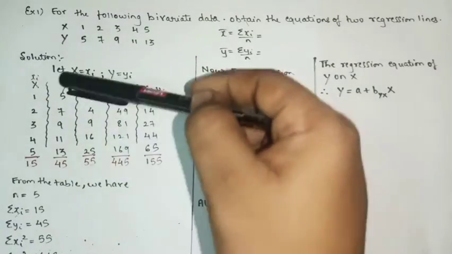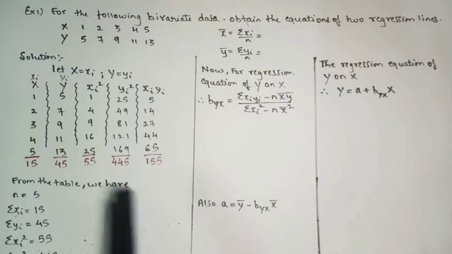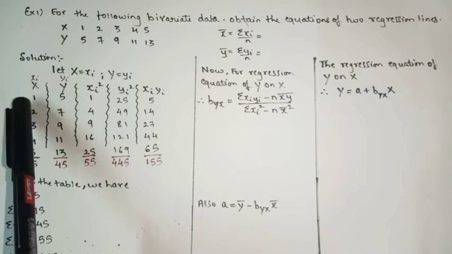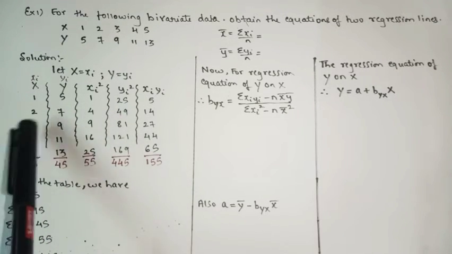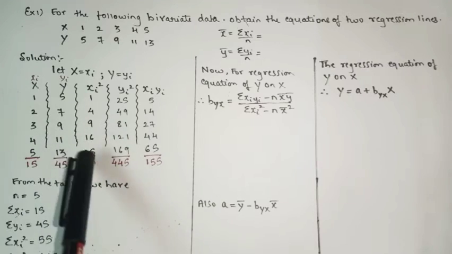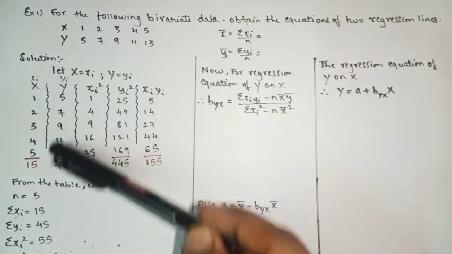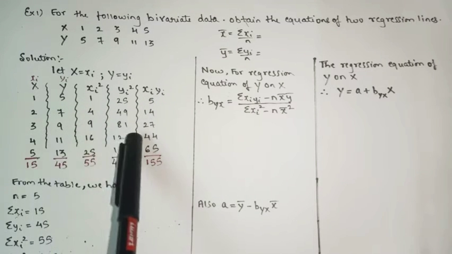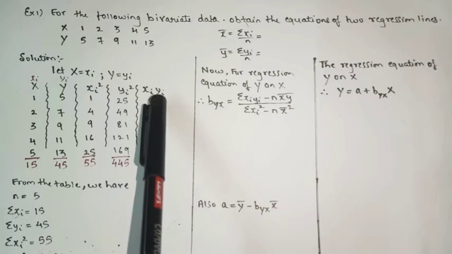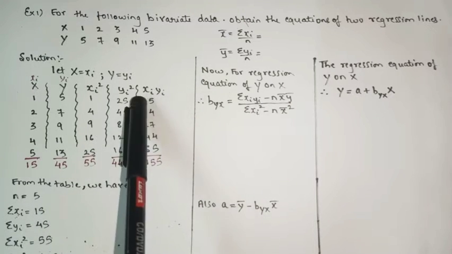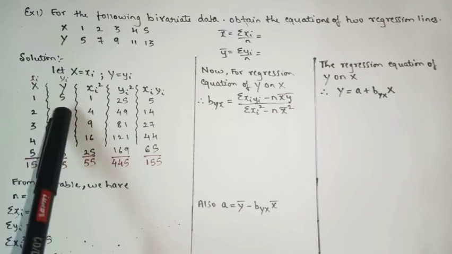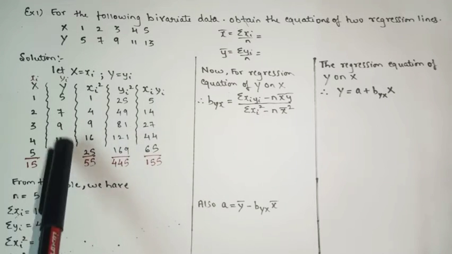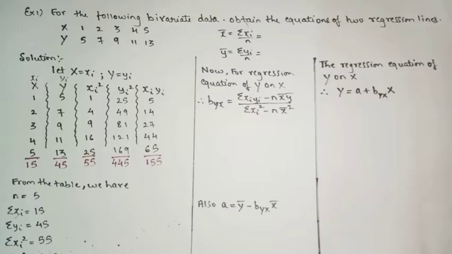As you will have the values of x and y, the third column is xi square, that means the square of the first column. So 1 square is 1, 2 square is 4, 3 square is 9, 4 square is 16, 5 square is 25. yi square, the square of the second column: 5 square is 25, 7 is 49, 9 is 81, 11 is 121, 13 is 169. After that, you have to multiply xi yi, first and second column. 5 ones are 5, 2 sevens are 14, 3 nines are 27, 4 elevens are 44, 5 13s are 65.